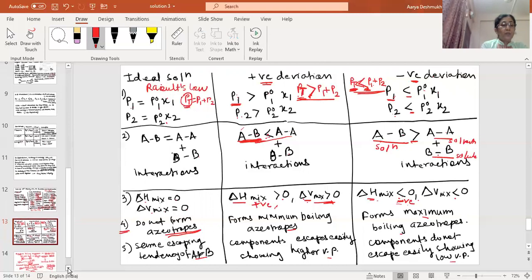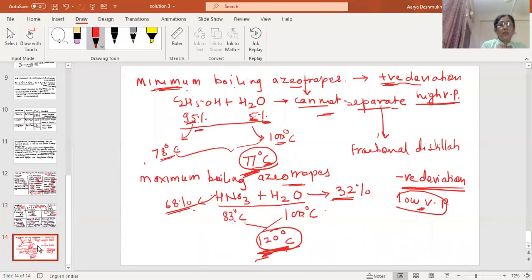Now when you proceed further, here you can see what these azeotropes are. There are two different types of azeotropes: minimum boiling azeotropes, which show positive deviation, and maximum boiling azeotropes, showing negative deviation. So when you mix C2H5OH, that is ethanol, plus water together in the composition of 95% ethanol and 5% water, a point will reach where they cannot be separated from each other by processes like fractional distillation.